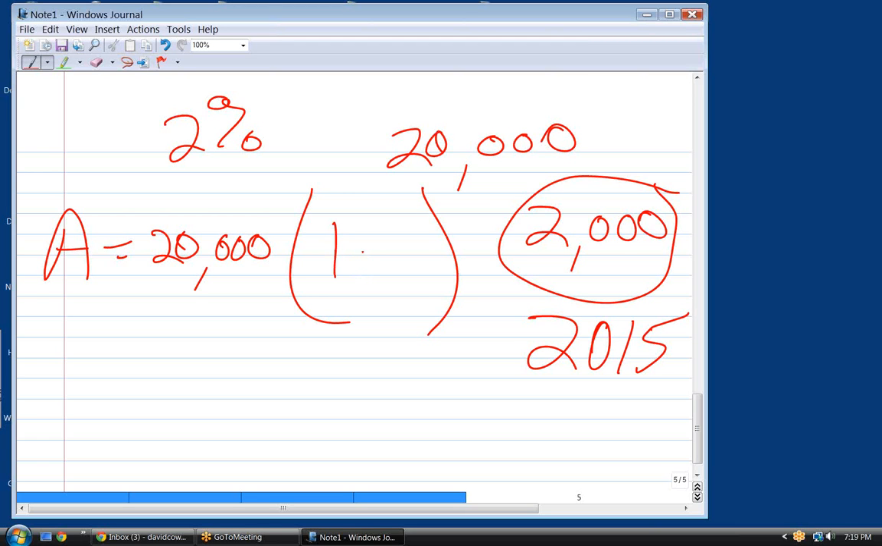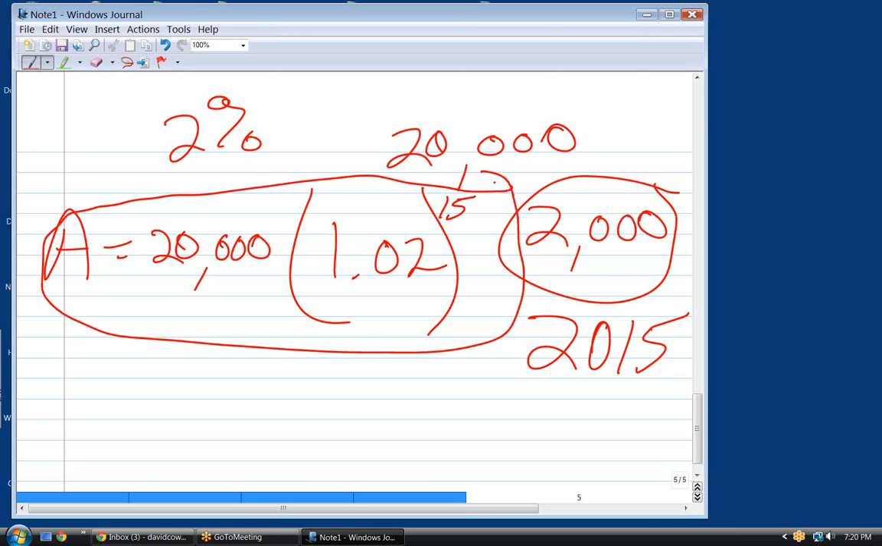One plus 0.02. So that adds to 1.02, and what's the exponent? 15. So that is what the population increases to, whatever number that is.